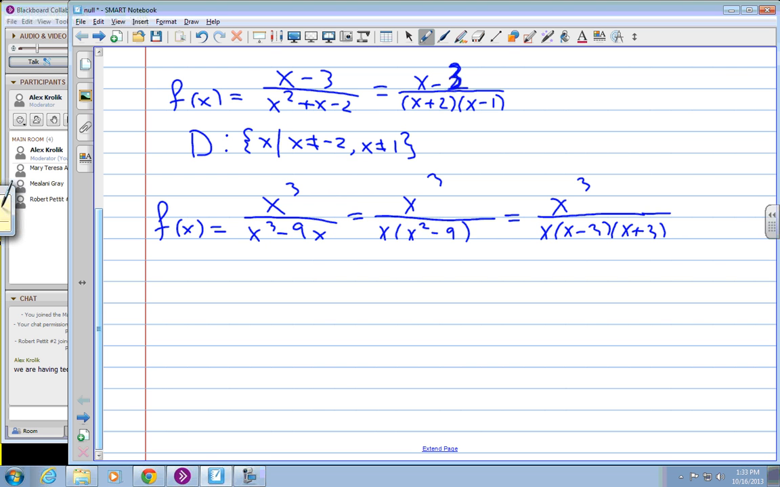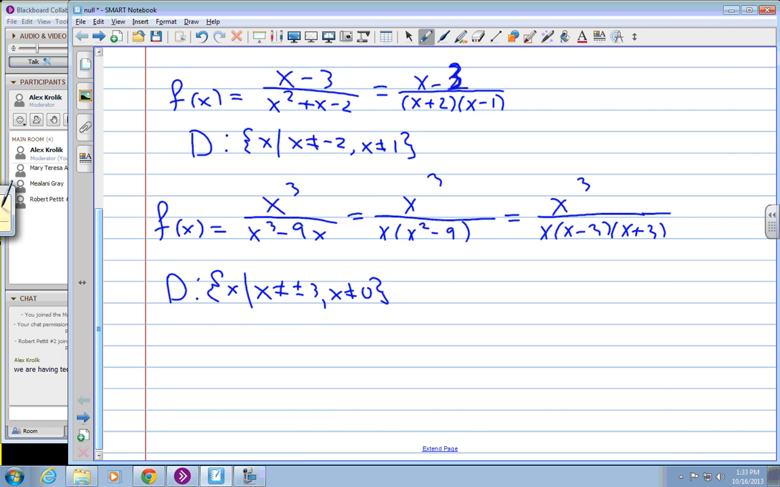Okay? So what are the zeros of the denominator? 0, 3, and negative 3. So these are the numbers that are not in the domain of this function. So all x is such that x is not equal to plus or minus 3, x is not equal to 0.